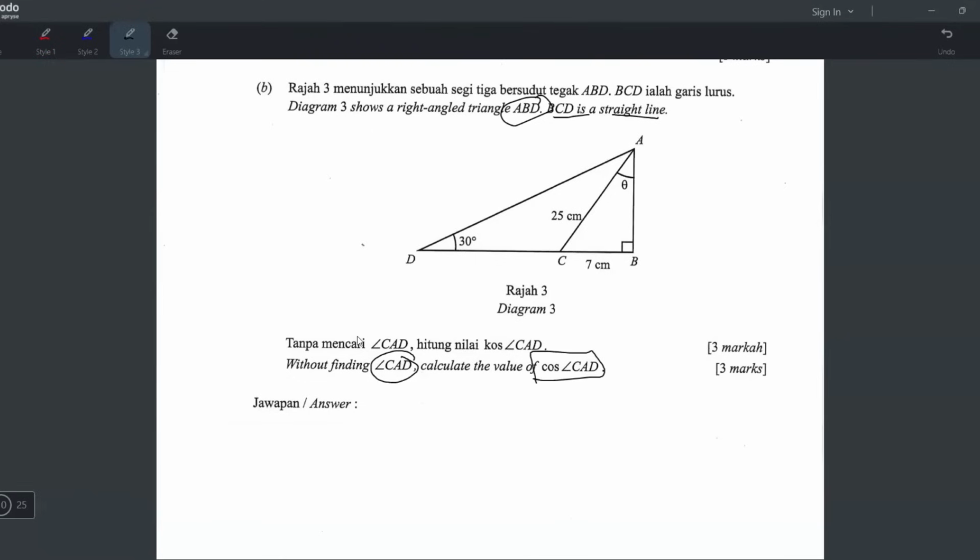Oh, like that. Let's find out where the angle is first. Where is CAD? It must be at A. So CAD. Oh, this is the angle. So they're asking you to find cos of this angle.